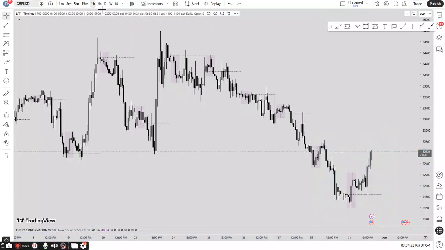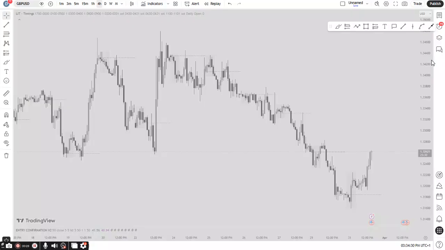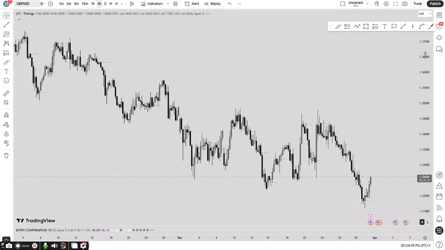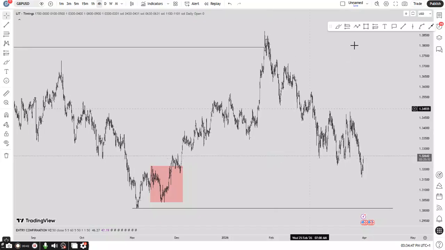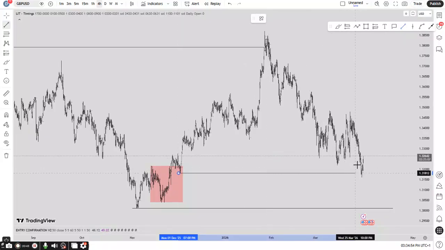So let's go to our 4-hour first. What do we need to identify always? We need to firstly identify the inducement. We need to identify the liquidity first, then the inducement that swept the liquidity and the target and why we are targeting that particular target. All right. Now, where's the first liquidity that we could see from this area? The first one I'm seeing is this guy. All right. This is what we've seen.